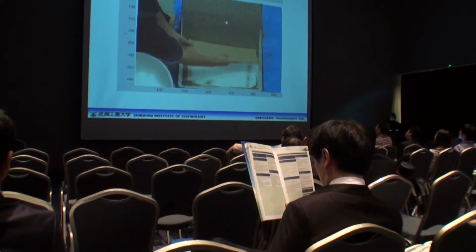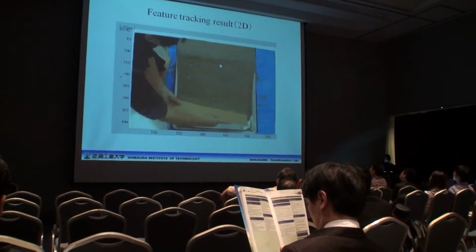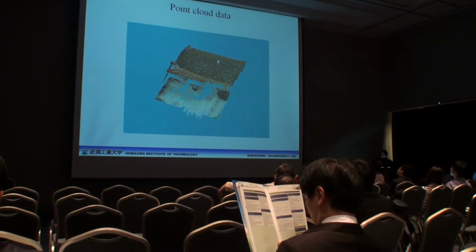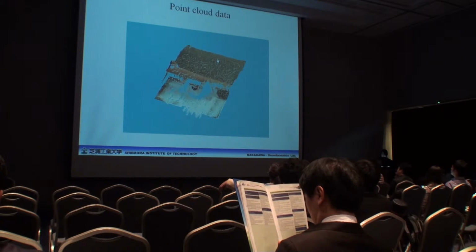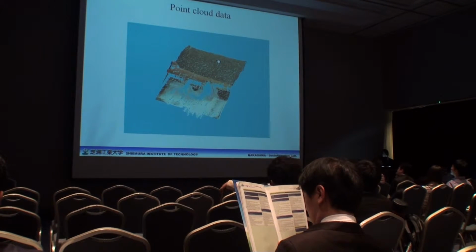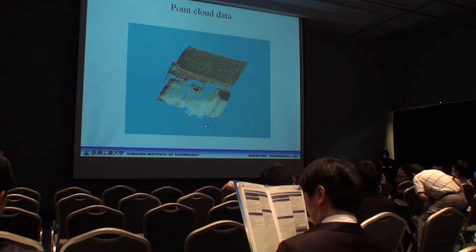Here is the feature tracking result in 2D. And if we arrange feature points in much higher density, we can get point cloud data, as you can see in this figure.